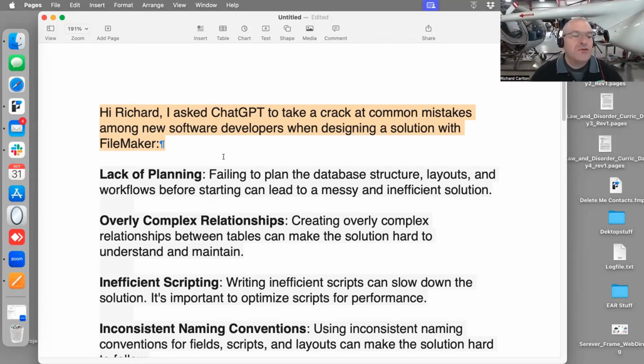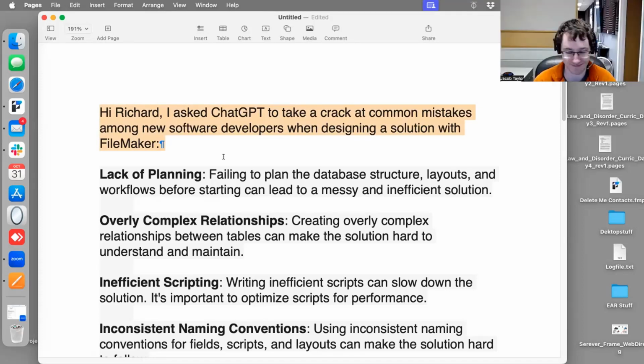ChatGPT sucks at that. So let's go through this: lack of planning. Okay. That's a universal software thing. Jacob, you can interrupt and throw a hand up or anything. Lack of planning. Now, let me say something about FileMaker real quick.